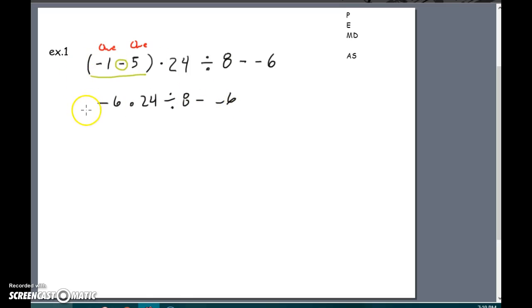You'll see that I'm going to go line by line, so that way I don't make a mistake and subtract or add before I should multiply. Okay, so now what do I do next? I've got multiplication, division, and then this is a double sign, which is also multiplication. But I'm going to start with the multiplication that comes first when I go from left to right. So this is the operation that I've focused on. Multiplying negative 6 by 24.